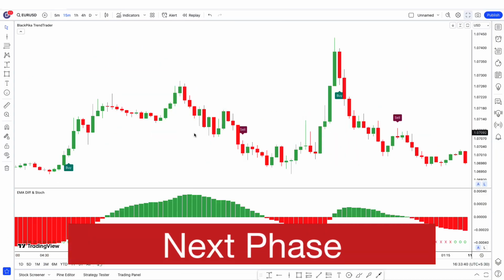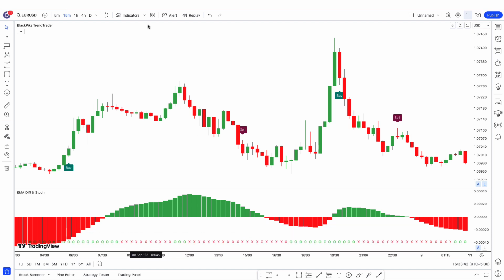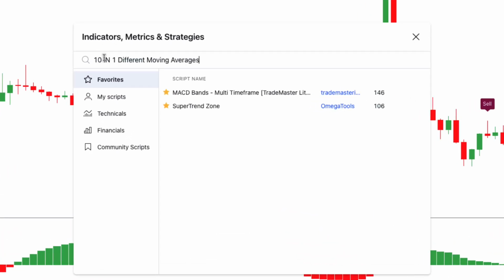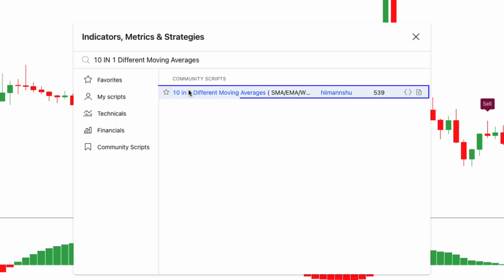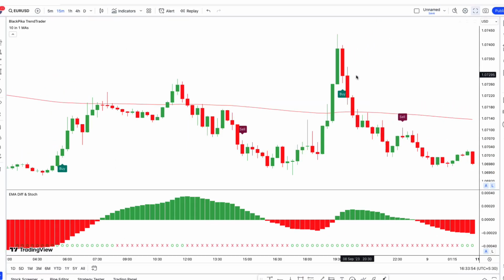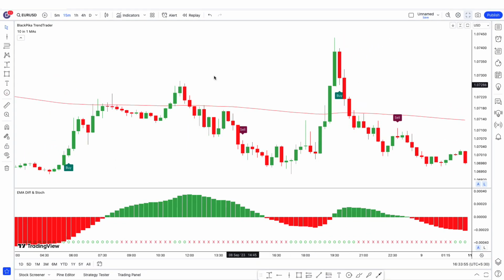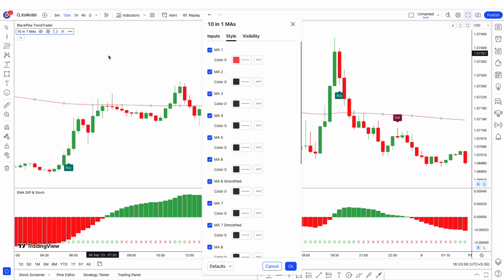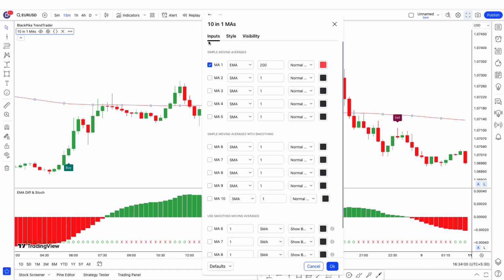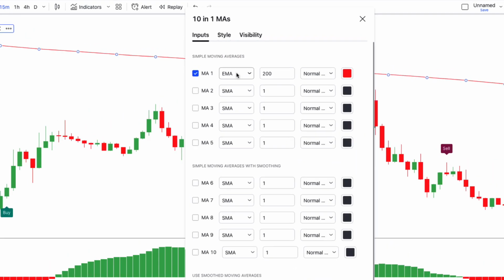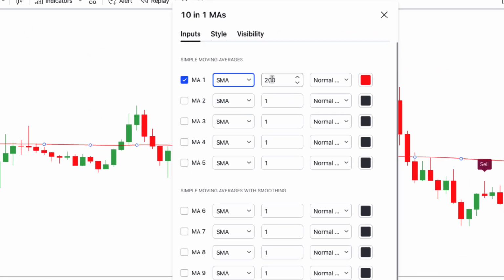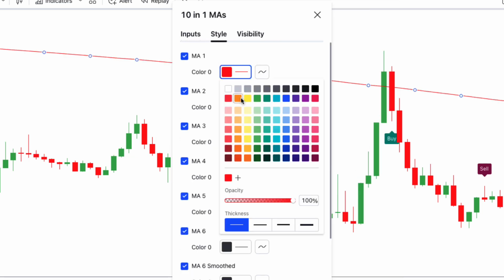Alright, let's move on to the next phase. Back to the Indicators tab we go. And this time, let's search for 10 and 1 different moving averages and select this one by Himanshu and add this indicator to your chart. Now in this step, we're going to increase the indicator's period to capture long-term trends. So some changes in settings. Open settings and select the Input section, change EMA to SMA and period 200 to 400. Now move to the Style tab, set the color to clearly visible.